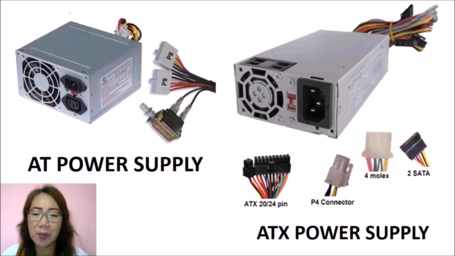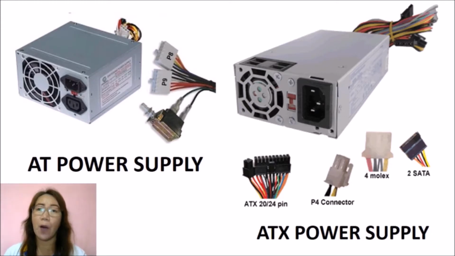And we have two types of power supply, the AT power supply and the ATX power supply. Okay, how are you going to distinguish the difference between an AT power supply and an ATX power supply? Very simple. In AT power supply, there is a P9 and P8 power connector, which is not available in ATX power supply. By the way, AT stands for advanced technology, while ATX stands for advanced technology extended.